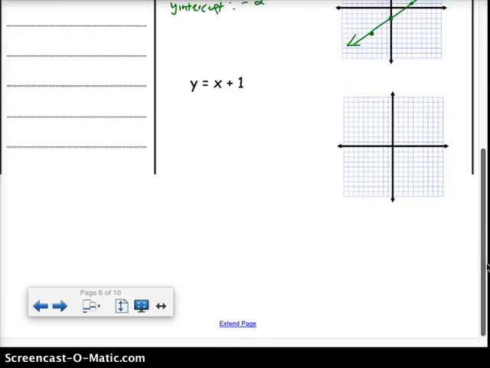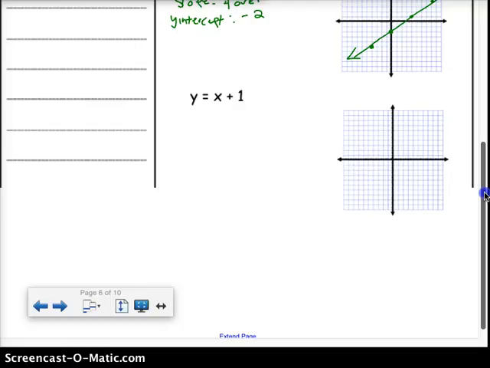And the next one, y equals x plus 1. I am going to go ahead and make that 1 come out. My slope, my y-intercept. So my slope is 1/1, and my y-intercept is 1. Right? Slope is before, y-intercept is after.